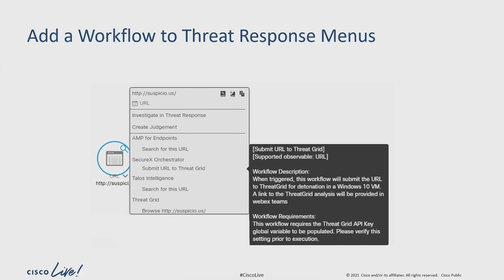So when I'm looking at a URL in the graph, I have the option of submitting that URL to ThreatGrid for analysis right there in threat response in SecureX. And so that's how you can add to this drop-down list of capabilities you have on every object in the graph or elsewhere in the user interface. You can add your own to this using SecureX orchestration.